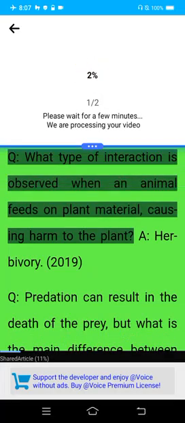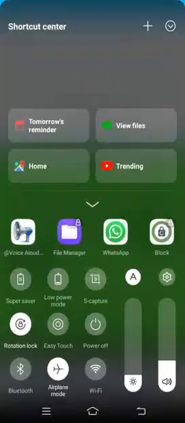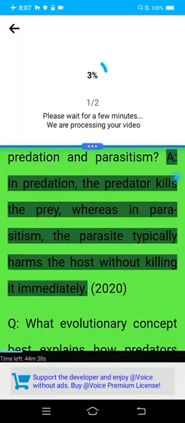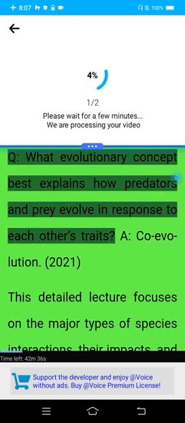Q. What type of interaction is observed when an animal feeds on plant material, causing harm to the plant? Herbivory. 2019. Q. Predation can result in the death of the prey, but what is the main difference between predation and parasitism? In predation, the predator kills the prey, whereas in parasitism, the parasite typically harms the host without killing it immediately. 2020. Q. What evolutionary concept best explains how predators and prey evolve in response to each other's traits?